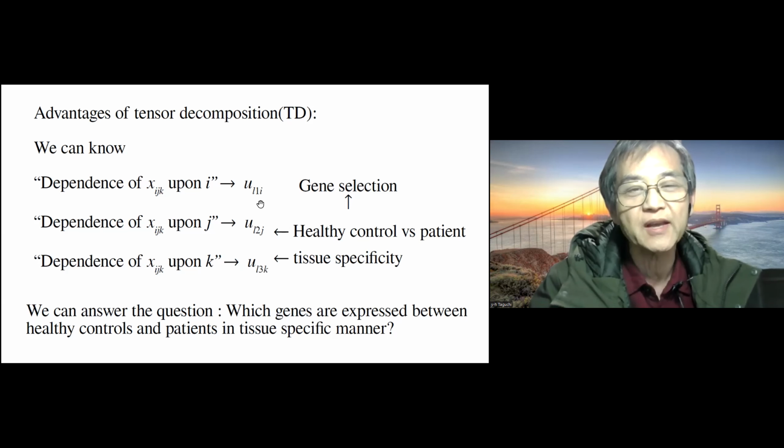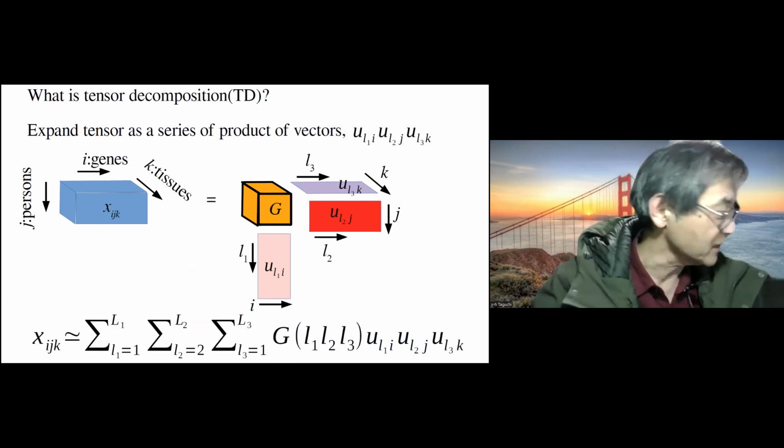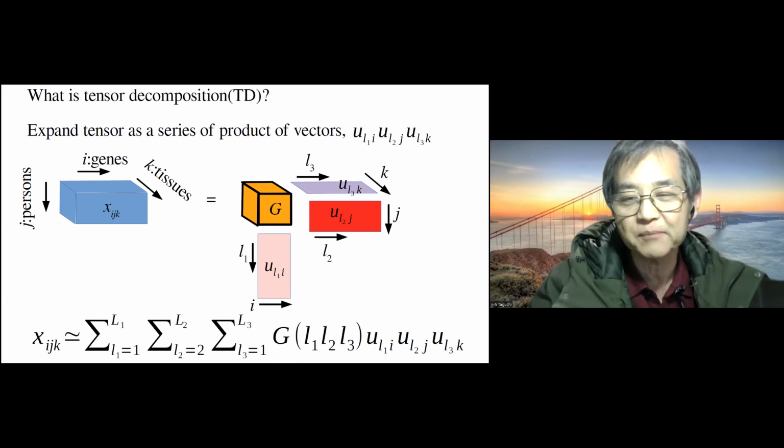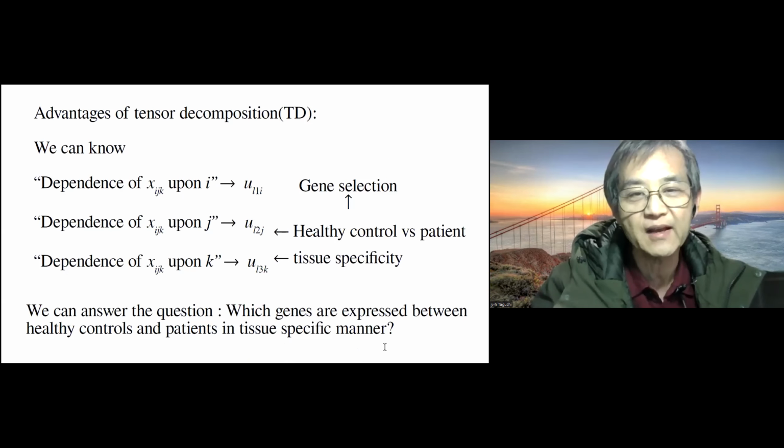Then we check which pair of products has more weight. If this vector has a larger weight, and we select some vector representing the distinction between healthy control and patient, and some vector representing tissue specificity, then we can check which gene has the largest value with which vector. If we check this vector, we can see which gene is more consistent with this person dependence and tissue dependence.